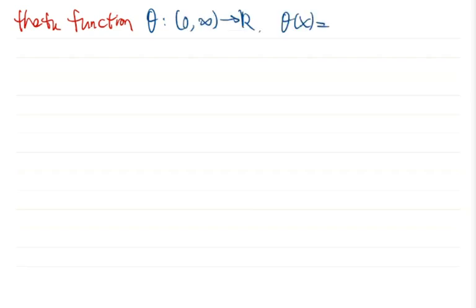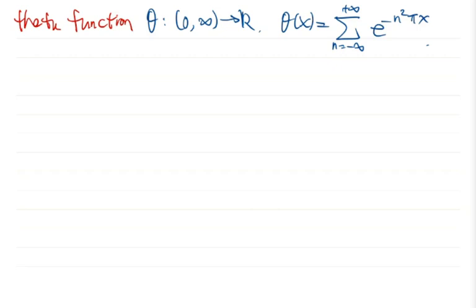Now we consider an application of the Poisson summation formula. We study the theta function. Theta function is this function theta, defined for positive variable x. Theta x is the sum of exponential of minus n squared pi x. So this is the theta function.